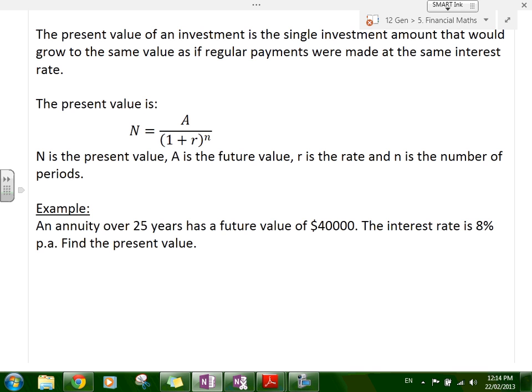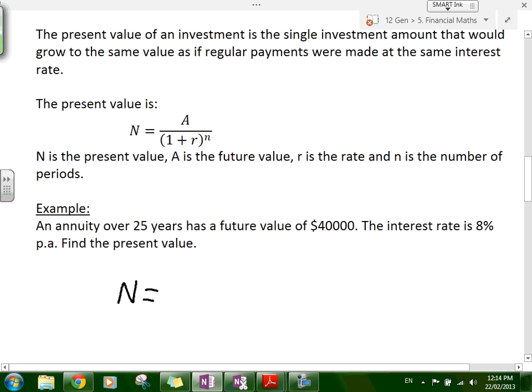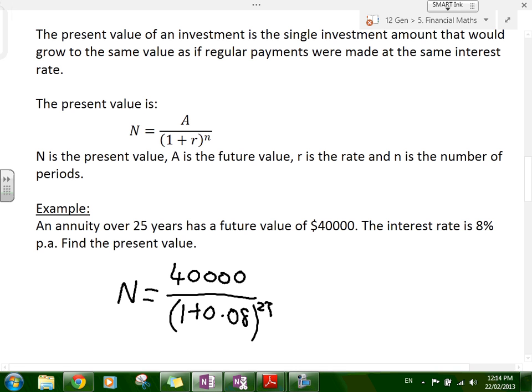An annuity over 25 years has a future value of $40,000. The interest rate is 8% per annum. Find the present value. Okay, so the present value, if we use this, is N equals, the future value is 40,000 over 1 plus r, 0.08, to the power of 25. Can somebody work this out? It's meant to be 25. Is that 5,800?